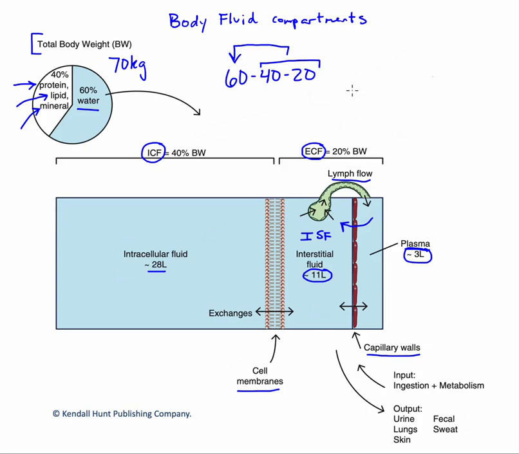We could break it down a little bit further. In the ECF, you can see these are unequal compartments. The interstitial fluid is about 3/4 of this 20%. Well, that would be 15. And the plasma volume would be the other 5% of our body mass. And so these two added together would give us this 20% ECF value.